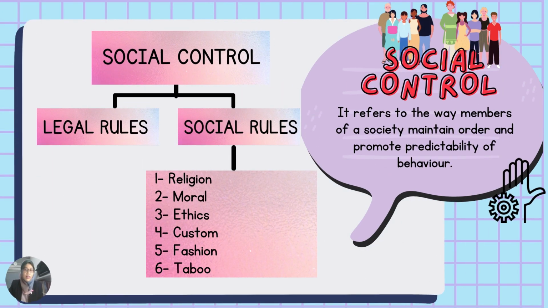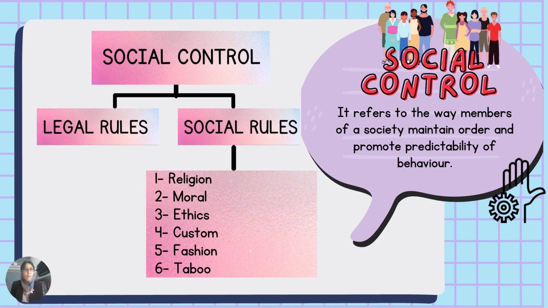Before we go to our main discussion, I would like to give you an overview of what actually social control, legal rules, and social rules are. Social control refers to the way members of society maintain order and promote the predictability of behavior, meaning to say social control is the way to regulate the conduct of members of society. So how do we want to control and regulate society? It is by way of legal rules and social rules.